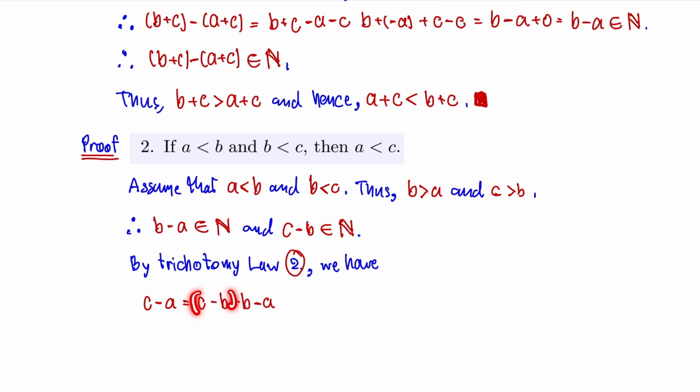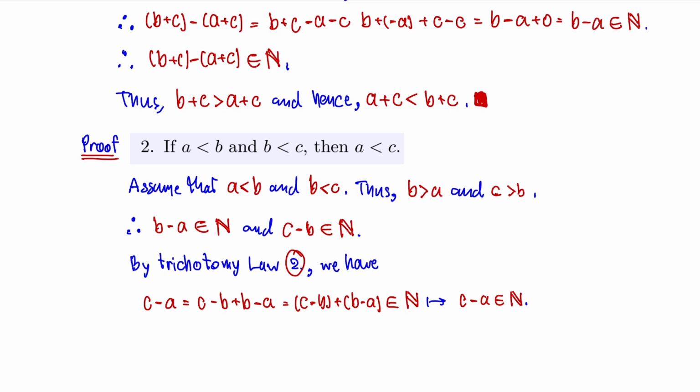C minus B is in the set of natural numbers, and B minus A is in the set of natural numbers. What does this mean? We have the sum of two natural numbers, and the sum of two natural numbers is also a natural number. So this implies that C minus A is in the set of natural numbers.